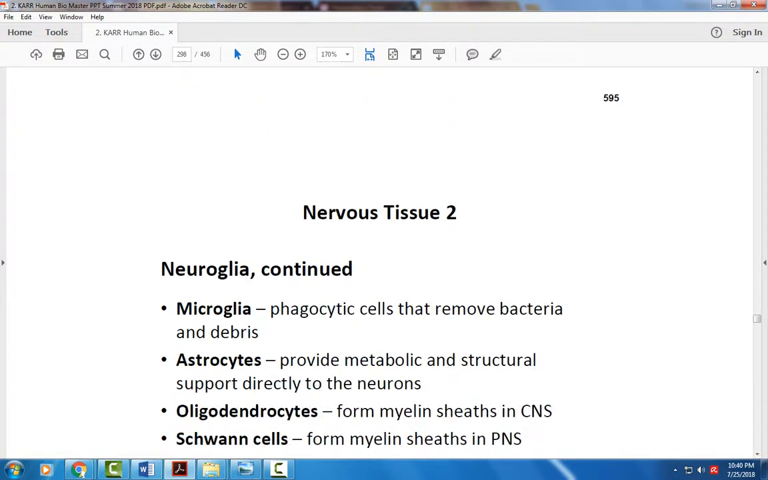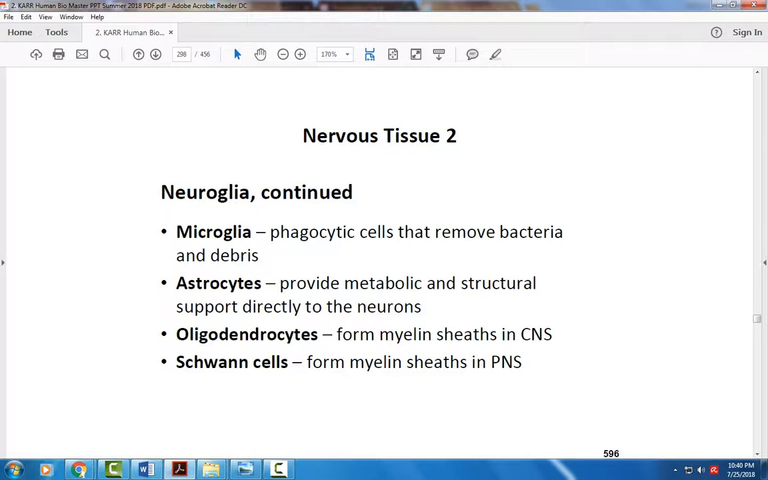So different functions of the neuroglia, these supportive cells: microglia, they kind of are the janitors of brain tissue. They clean up the bacteria and debris that might be entering into the brain or spinal cord. Astrocytes provide structural support. They hold neurons together. They keep them in place.